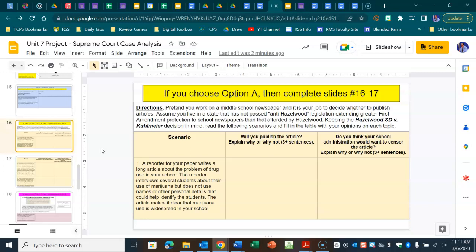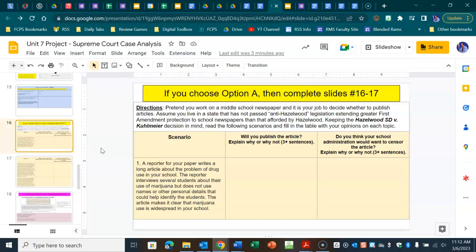Okay, so what you do is you'll read the scenario on the left. In the middle column, will you publish the article? Explain why or why not in 3 or more sentences. And the right column, do you think your school administration will want to censor the article or block it? Explain why or why not in 3 sentences or more.